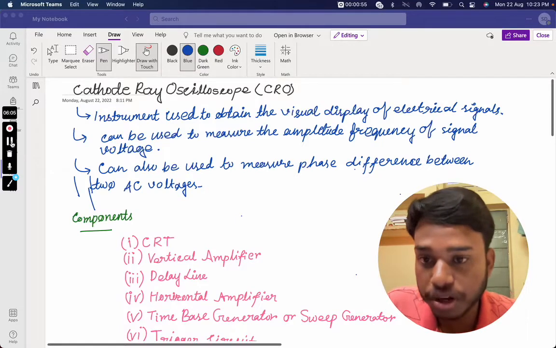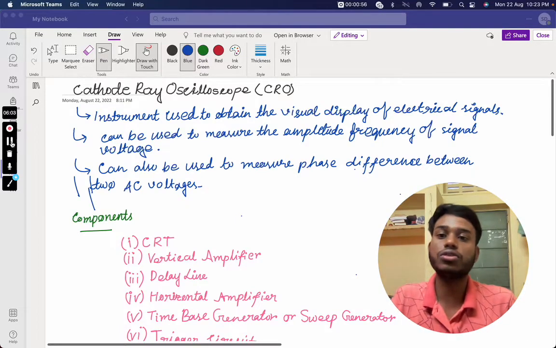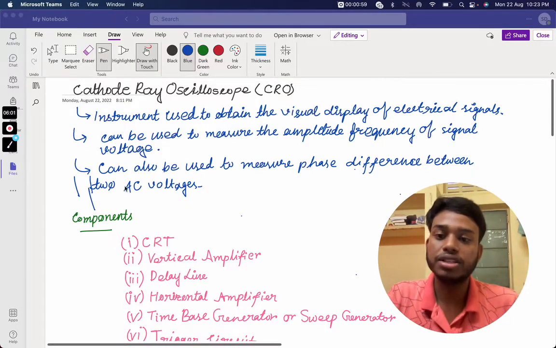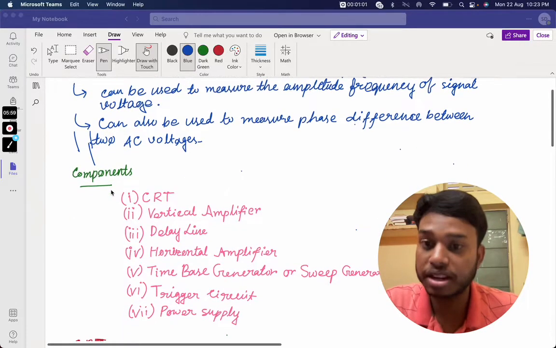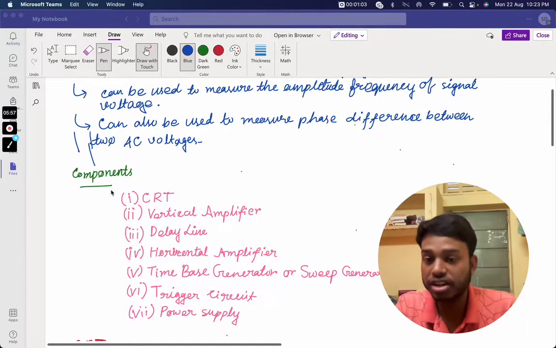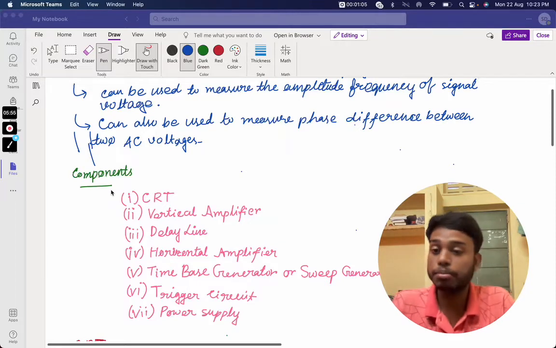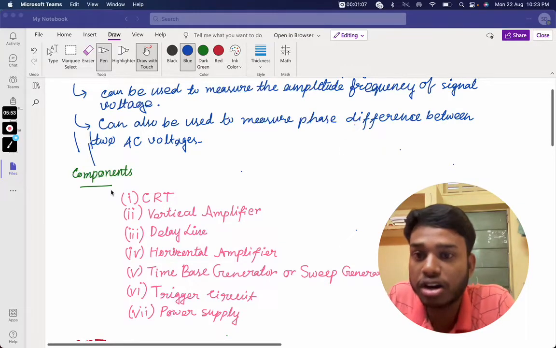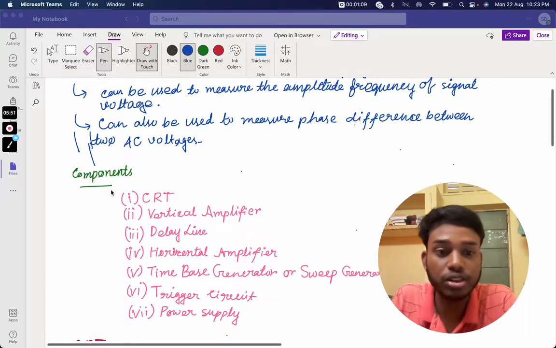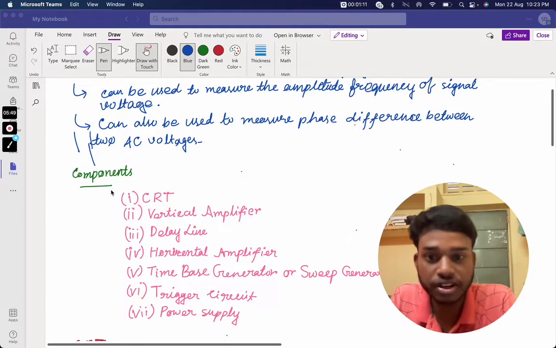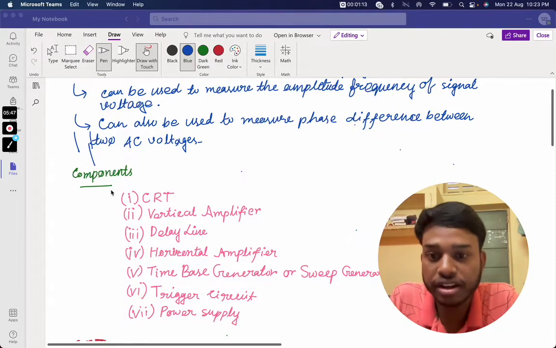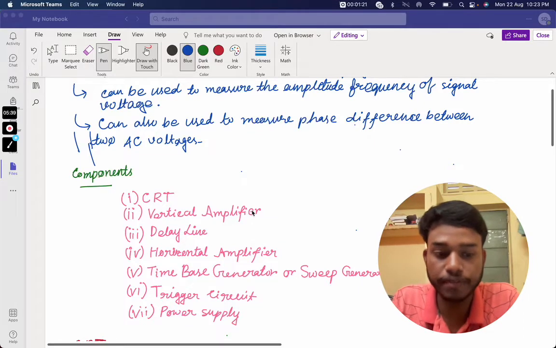What are the components of your CRO? Basically, there are 7 main components. You can see on the screen that the main components of a CRO are your CRT, which is the cathode ray tube, then the vertical amplifier, delay line, horizontal amplifier, time base generator or sweep generator, trigger circuit, and your power supply.